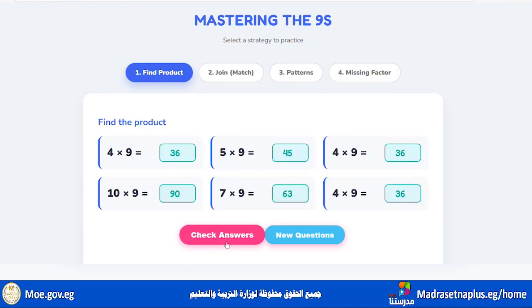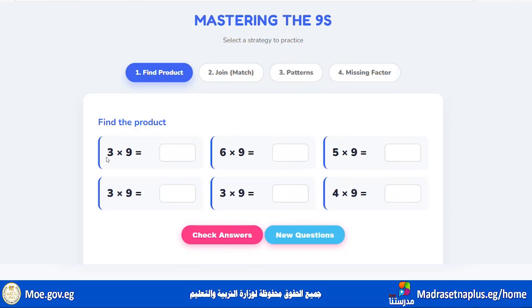This one is repeated. Let's check. All right. 3 times 9. It's okay. A new one. Yes. 1 times 9. That means bend finger number 1. It will be 9. Finger 8 is bent, that means 72. Finger number 5 is bent, that means 45. Finger number 4 is bent, that means 36. Finger number 9 is bent, it will be 81. Here, 0 times a number, we got it before, 0 times a number equals 0.